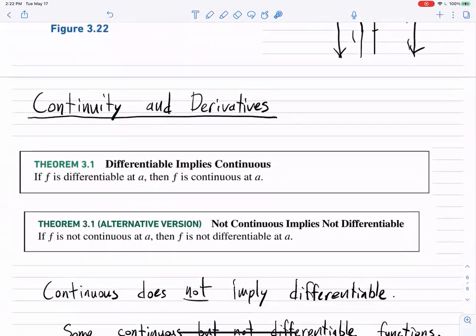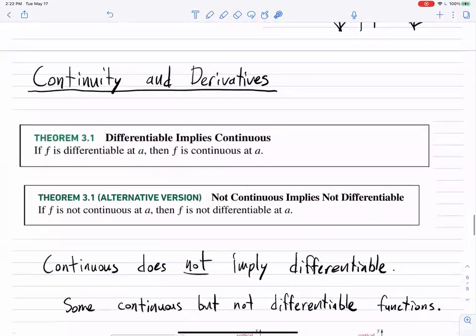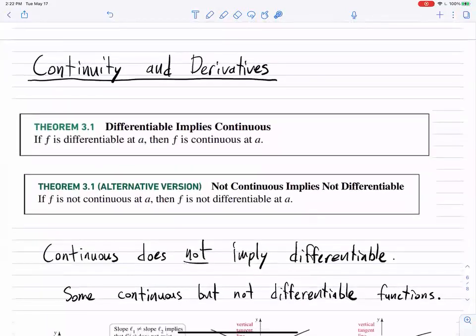And so this is an important theorem. If f is differentiable at a, meaning the derivative exists, then it's continuous. So that means that there's no holes, there's no gaps. It means that the limit is equal to the function value. And then the opposite is not true. You can be continuous and not differentiable. So the opposite, that is not true in general.